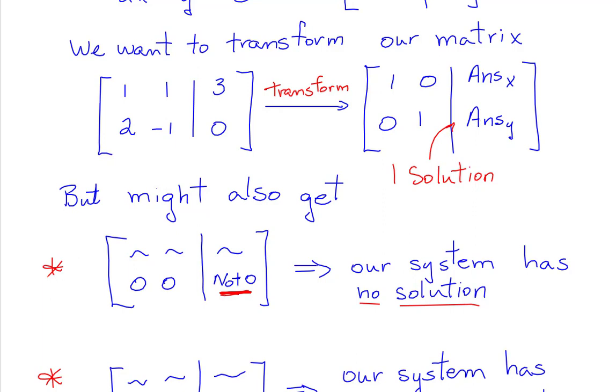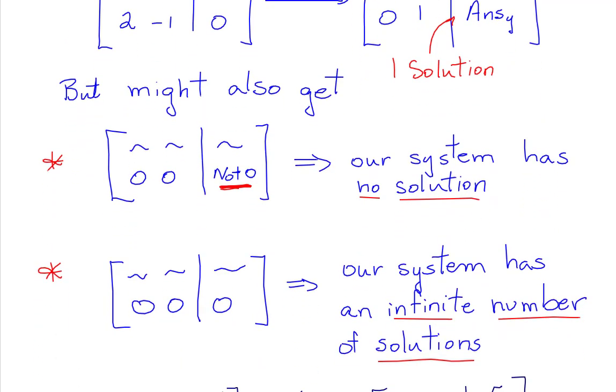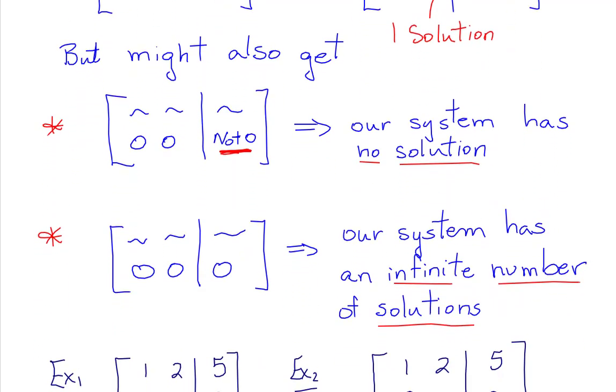But during the process of transformation, we might get a situation where we have something, something, something, and then 0, 0, and something not 0. And that's important, is we get zeros and something not 0. In that case, what that will tell us is our system has no solution.